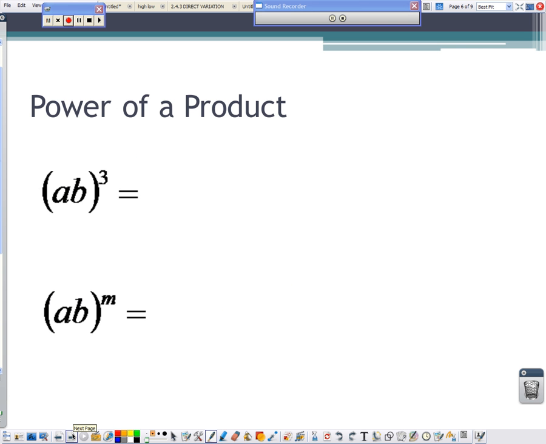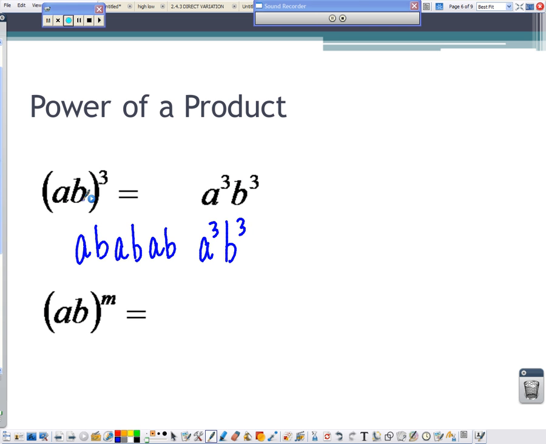The next rule is a product of a power, and a lot of students will view this one as the distributive property for exponents, okay? And basically what you're doing is, remember this tells us we got to write AB 3 times. So AB times AB times AB. So if we remember from our previous rule, we get A times A times A, which is going to give us A to the third, and B times B times B, which is B to the third, okay?